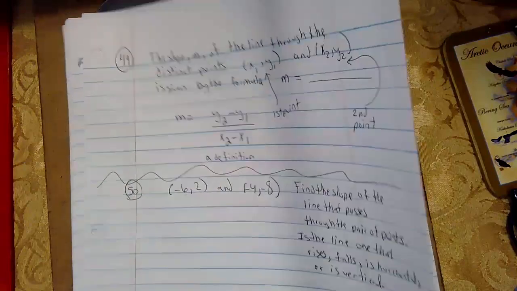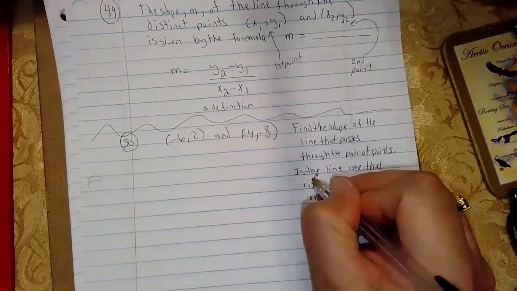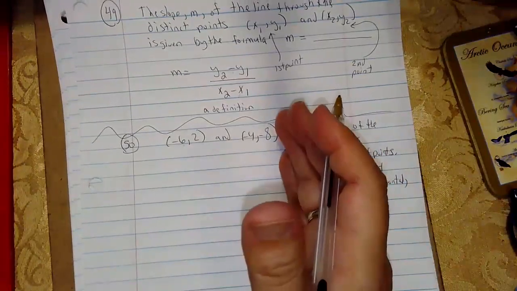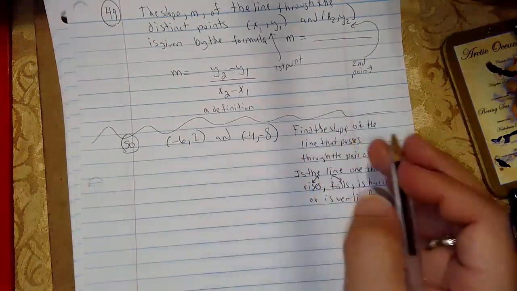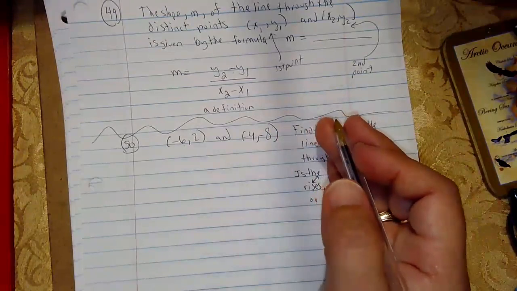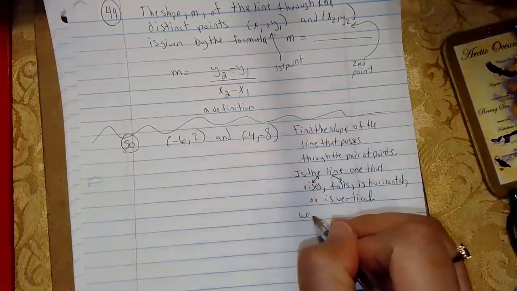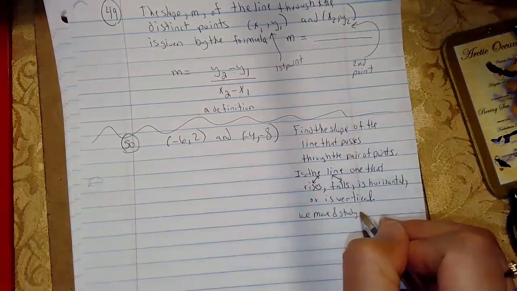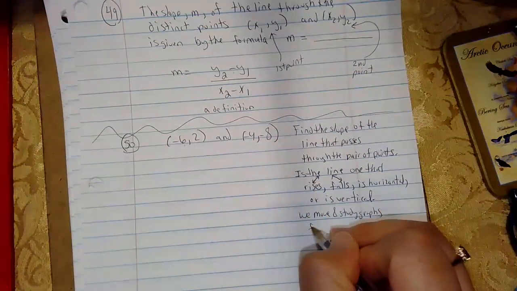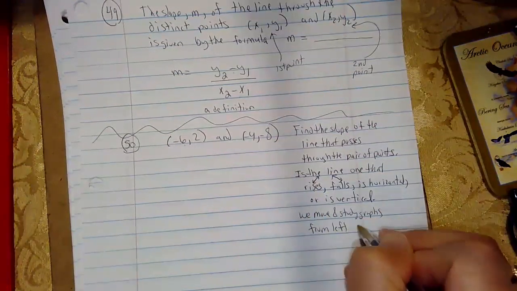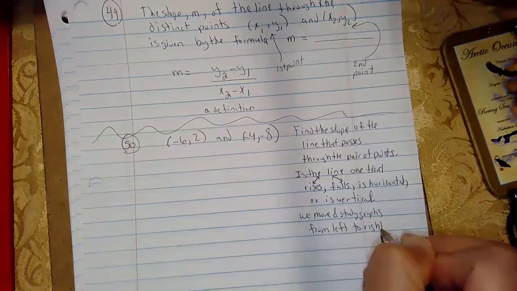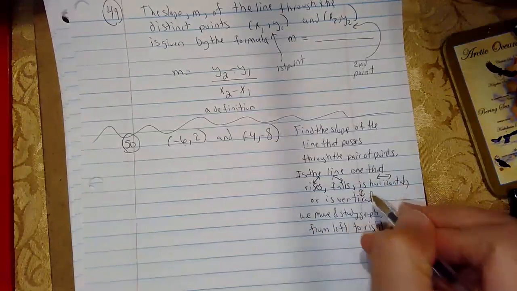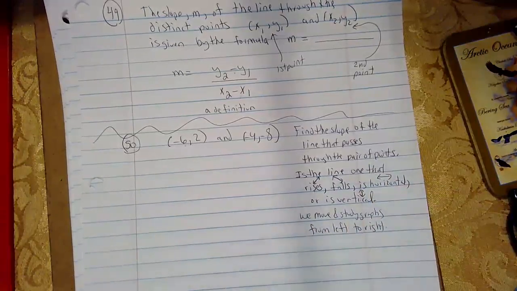So if it rises, it looks like this. If it falls, it looks like this. So when you move from left to right, it rises. When you move from left to right, it falls. So remember, we study graphs from left to right. And then we have horizontal, and then we have vertical, up and down. Okay.